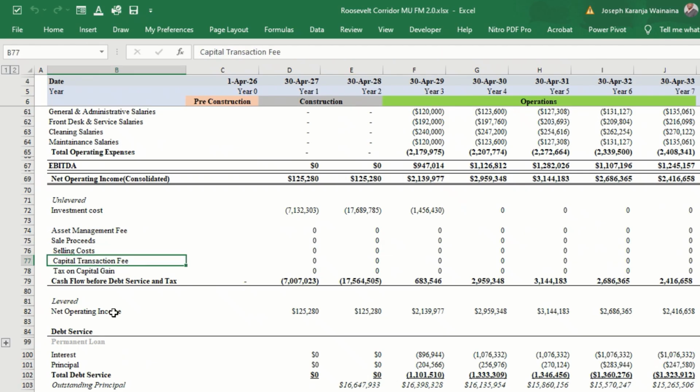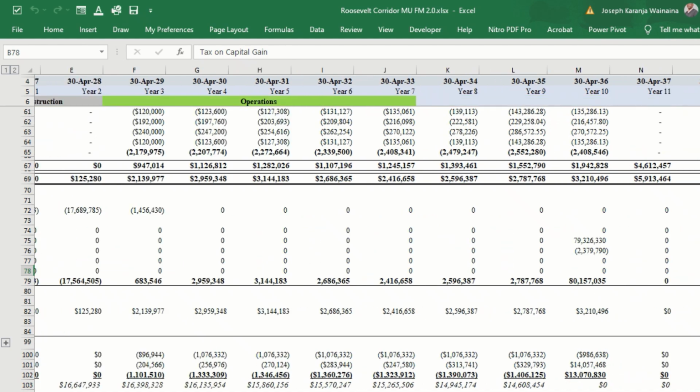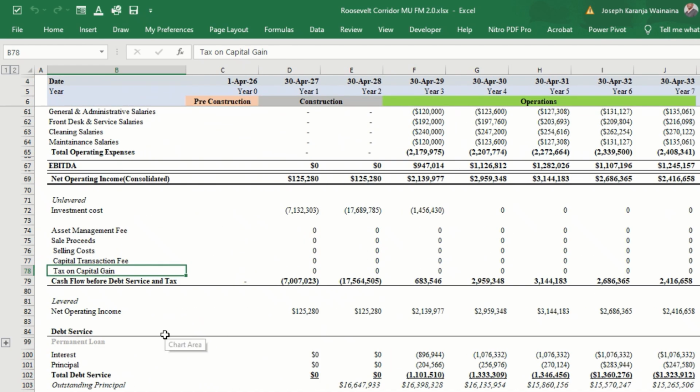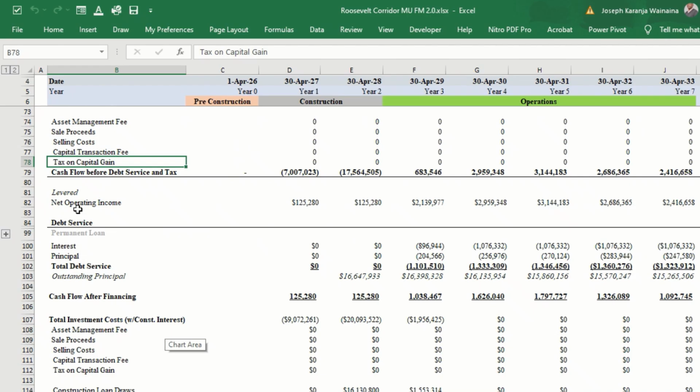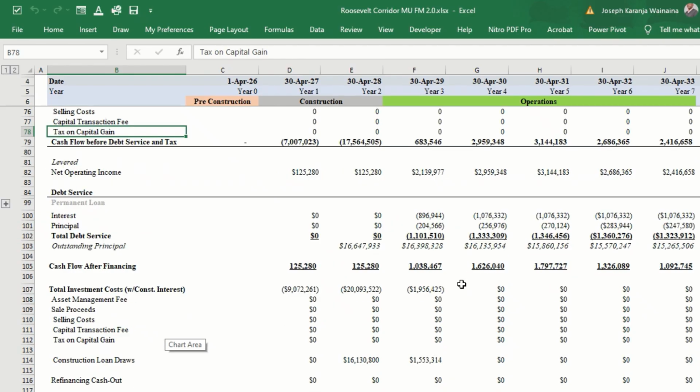Selling costs. We have a capital transaction fee. We have the tax on capital gain that's also illustrated on this workbook. I also have the net operating income. So here we do have the cash flow before debt service and tax coming here. We also have now the levered net operating income after adjusting. We do have now what we expect to get.